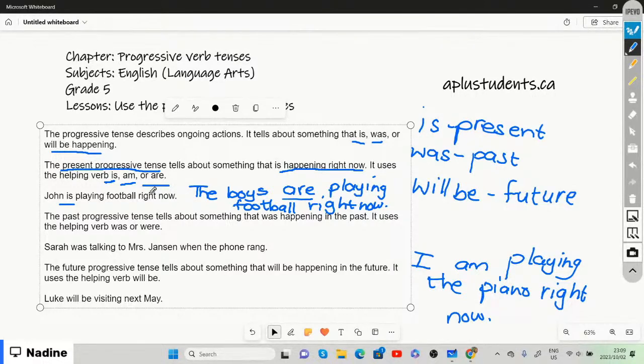So in the present, we use is, am, and are in, for example, sentences like that. Like John is playing football right now, which refers to one person doing something. So we say John is singular, one person. If we want to make mention of more than one, then we use are in the present progressive tense. The boys are playing football right now. And if we want to make mention of am within the present progressive tense, then we can say I am playing the piano right now.